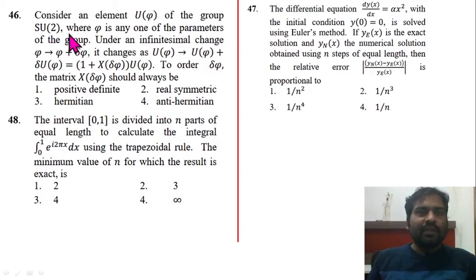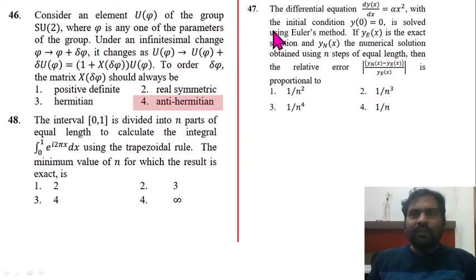Question number 46. Consider an element U(phi) of the group SU(2), where phi is any one of the parameters of the group. Under an infinitesimal change phi to phi plus delta phi, it changes as U(phi) to U(phi) plus delta U(phi) is equal to (1 plus X delta phi) U(phi). To order delta phi, the matrix X delta phi should always be anti-Hermitian.